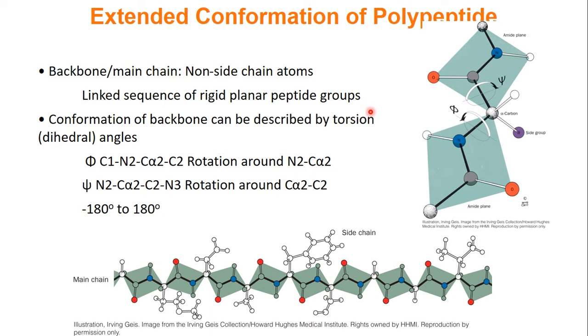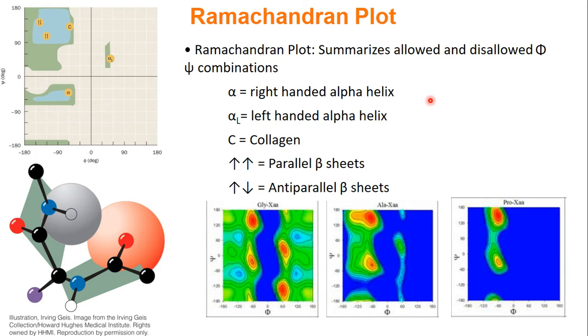Now with dihedral angles, you have all 360 degrees to work with. So you generally measure from 180 to minus 180 or 0 to 360. Different people measure in different ways. But with these phi and psi angles, that's how we talk about a secondary structure or a localized 3D structure. Now, when it comes to phi and psi angles for proteins, we can make what's called a Ramachandran plot. A Ramachandran plot tells you what phi and psi angle combinations are allowed and which ones are disallowed.